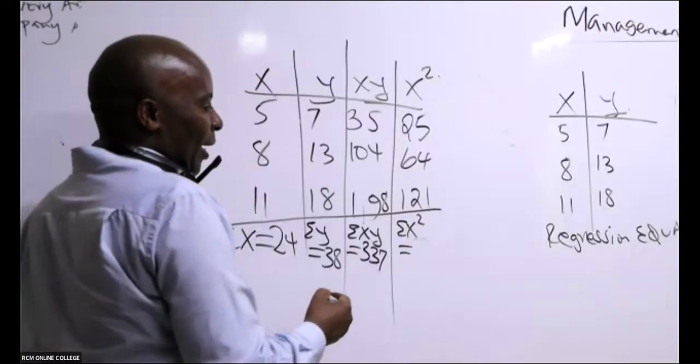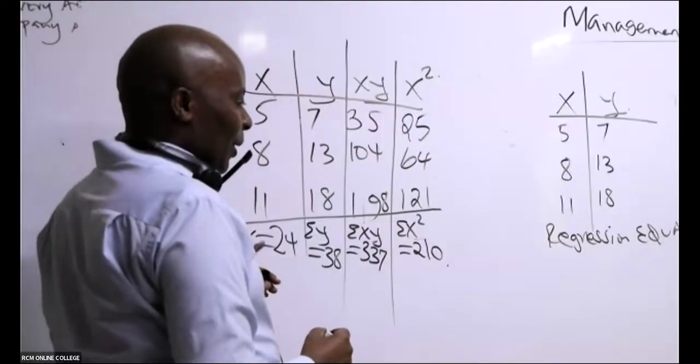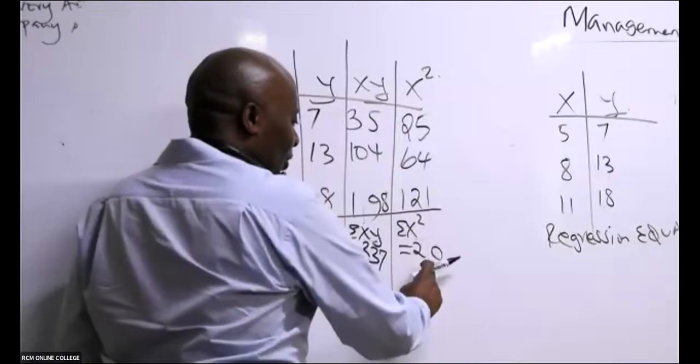Please write those summations like that. Summation of x squared, 210. Please add using your calculator. 210.